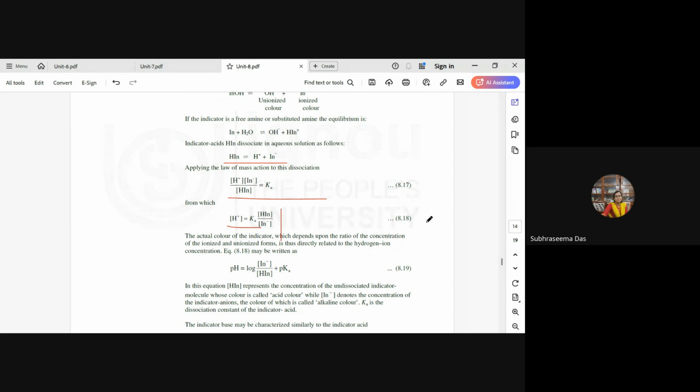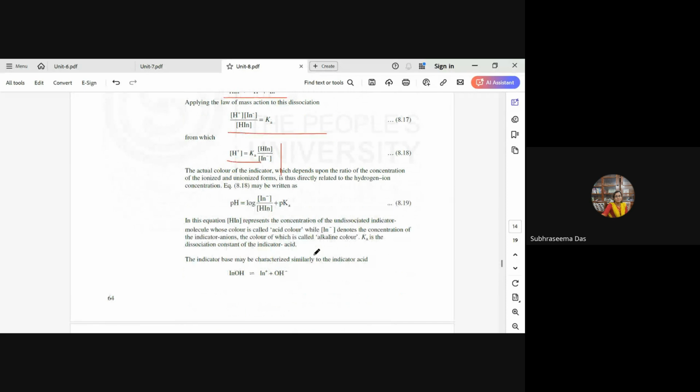Now when we rewrite equation 8.18, we find that pH is equal to pKa plus log of In- upon HIn. In this equation, HIn represents the concentration of the undissociated indicator, whose color is called the acid color, while In- denotes the concentration of the indicator anions, the color of which is present in the alkaline medium. So Ka is the dissociation constant of the indicator acid.